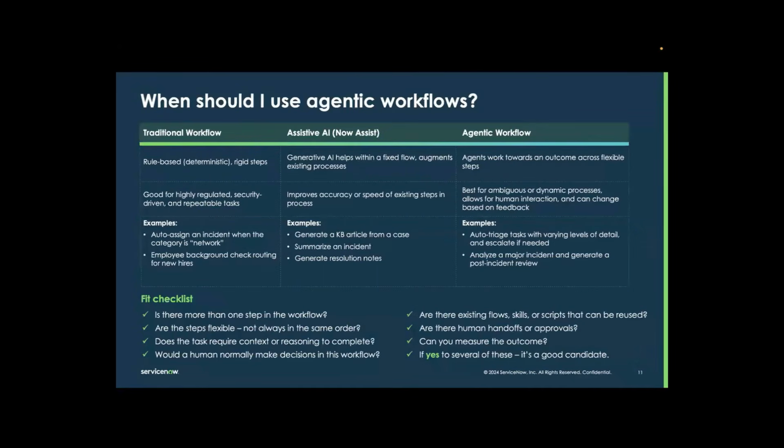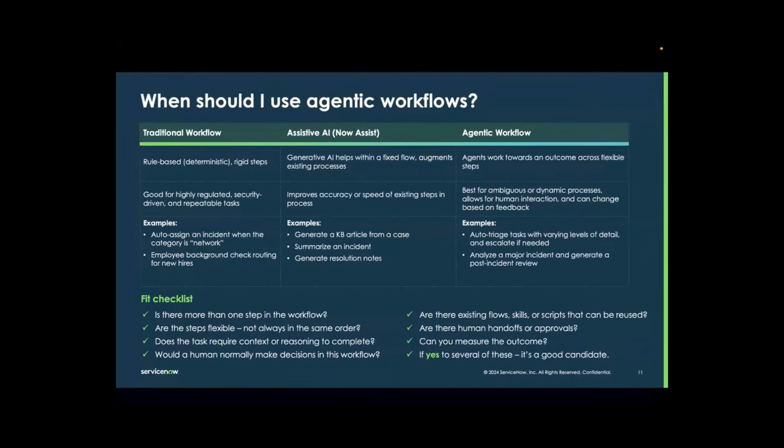I hear a common question from our customers: hey, when should I use agentic workflows? Because we have a different set of workflows, a different set of assists, and the AI agents, right? So let's look at this in 3 different categories. One is, as you all are aware, the traditional workflow, purely rule-based, where you add what steps it has to perform and what the expected outcome is, so it's a predicted one.